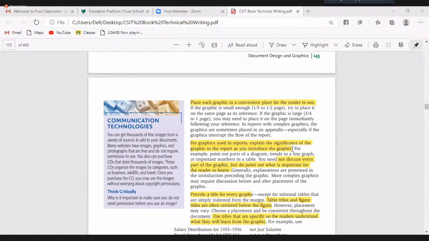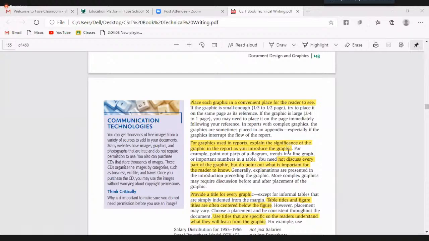For graphics used in reports, explain the significance of the graphic in the report as you include the graphic. So in the report, when you use graphics, what is the significance? What is the importance of the graphic? That also you have to introduce and mention. Explain the significance of the graphic in the report as you introduce it.